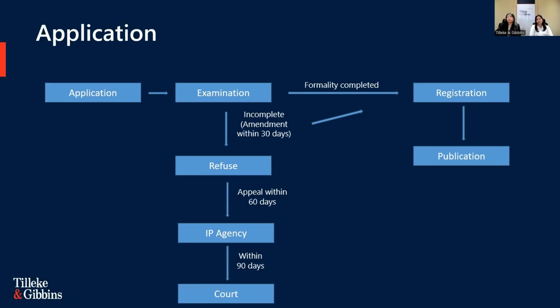If there are any additional requirements during the formality examination stage, the IP department will notify the applicant. Then the applicant needs to comply with the requirement within 30 days. If not, the application will be refused. If the applicant is not satisfied with the decision of the IP department, they are entitled to apply for an appeal with an IP agency within 60 days. Then, if the applicant is not further satisfied with the decision of the IP agency, they have the right to apply for an appeal with the IP court within 90 days.